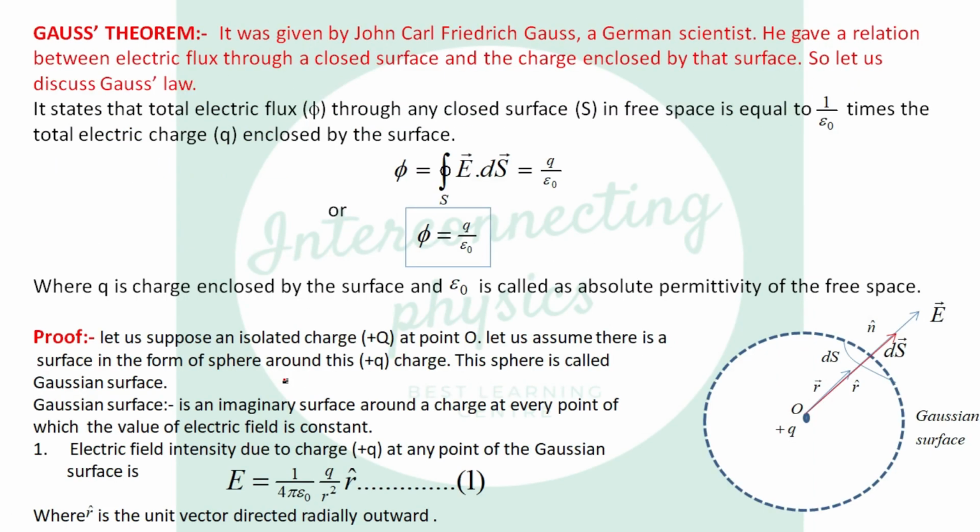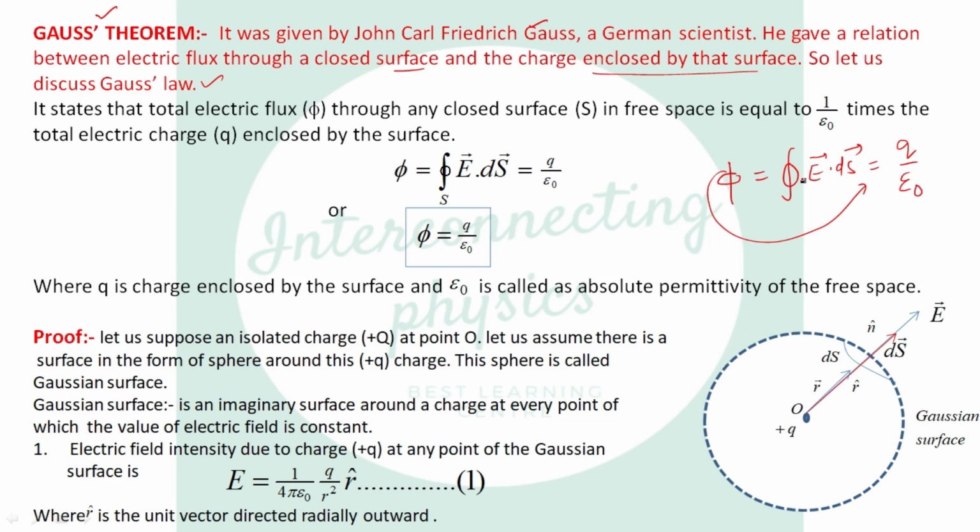Now come to the Gauss theorem. It is very important and very easy. It was given by Johann Carl Friedrich Gauss, a German scientist. He gave a relation between the electric flux through a closed surface and the charge enclosed by the surface. So let us discuss Gauss law. We already studied that electric flux through a closed surface is the closed integration of E dot ds. And according to Gauss law, the electric flux is simply equal to charge divided by epsilon naught.